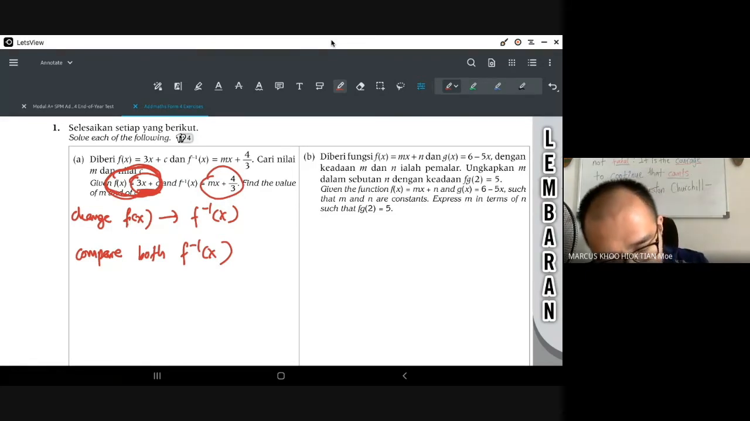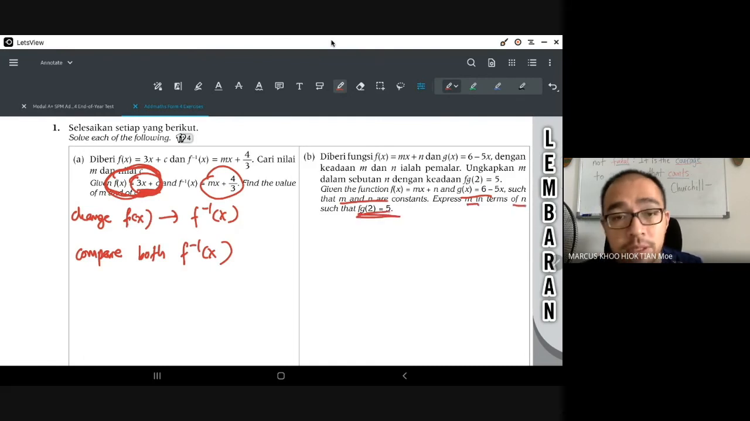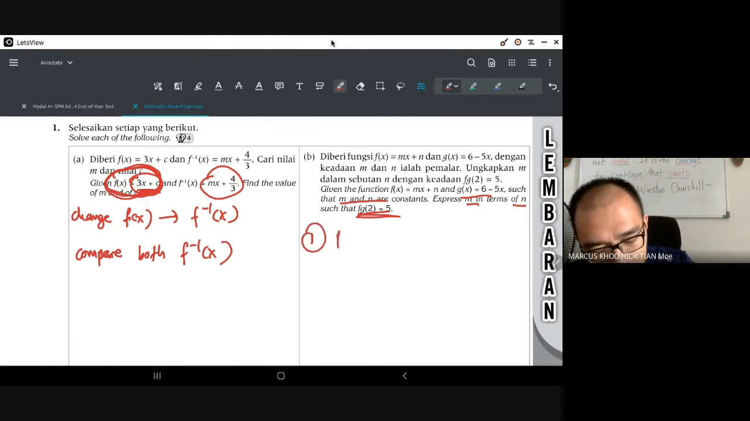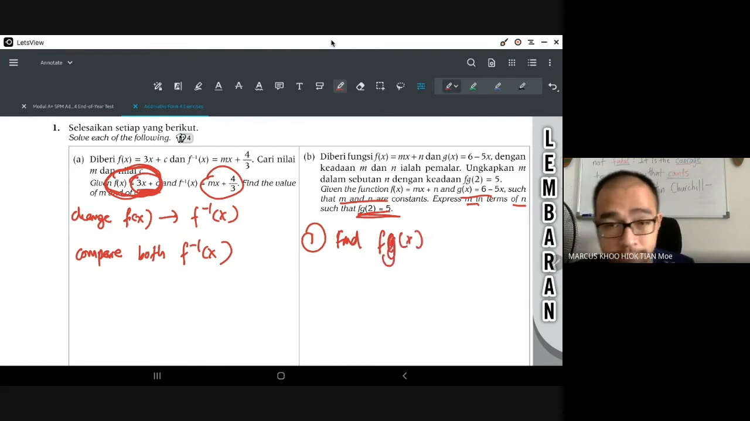Question B. Given the function f(x) = mx + n, and g(x) is like this, such that m and n are not constant, express m in terms of n such that fg(2) = 5. Okay, so many steps to this. First step is find fg(x) first. That's the first thing you need to do. Combine these two functions together to find fg(x).